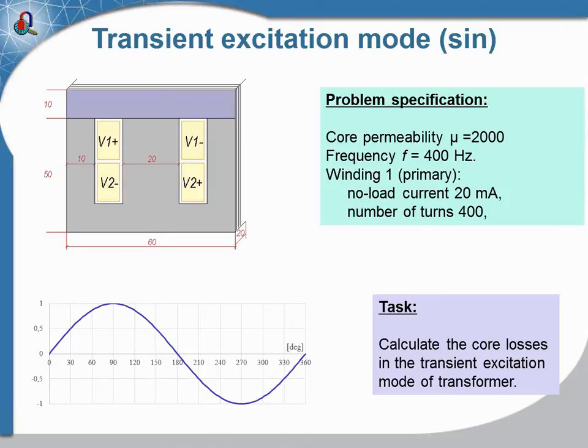In many cases, in transient problem, you cannot say what the frequency is and what the flux density value should be used. So we will consider the simple case, the transient problem with sinusoidal excitation current. It's the same problem I described in the previous case.